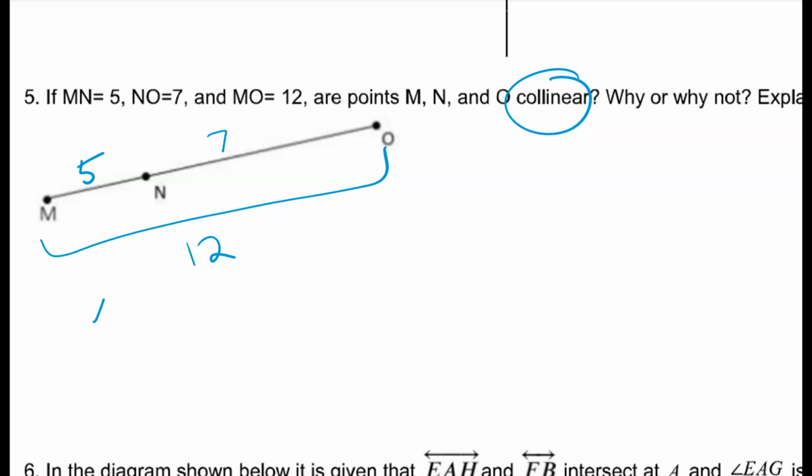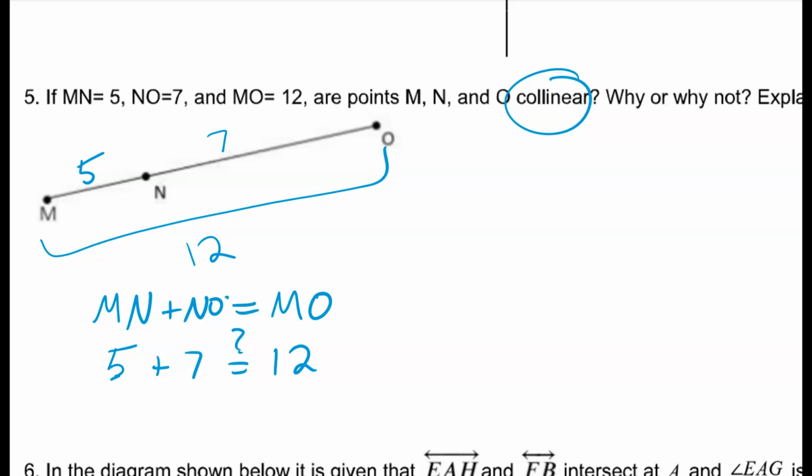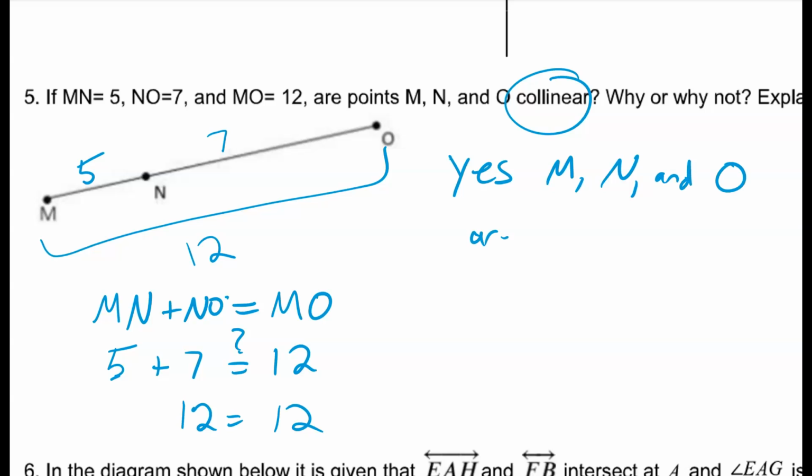So one way to do that is to check to see if the sum of the parts of the line segment is equal to the whole. So my two parts are MN and NO, and my entire line segment is represented by MO. So in this case, the numbers check out, because if I add 5 to 7, and I want to check to see if that's equal to 12, yes, that is in fact true. So if I'm explaining myself, I want to first say yes, M, N, and O are collinear.